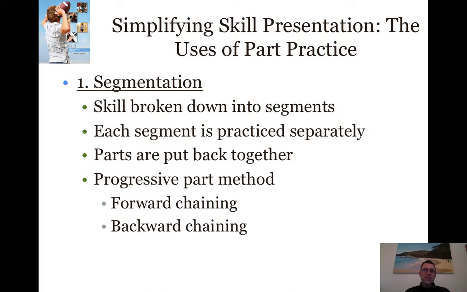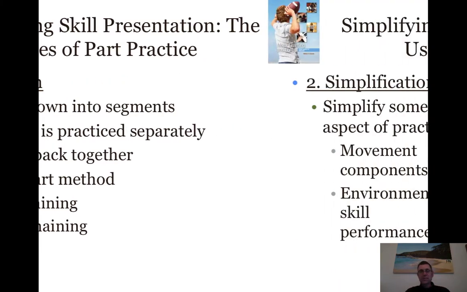The progressive part method has 2 different strategies: forward chaining and backward chaining. And they're just different ways of describing how the pieces are put back together. Forward chaining is, we start from the beginning and move towards the end. Backward chaining is, we start with the outcome, the end of the skill, and move our way backwards to the beginning of it. So 2 different strategies to put the segments back into place.